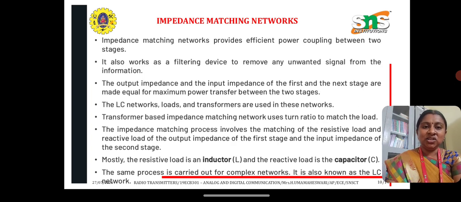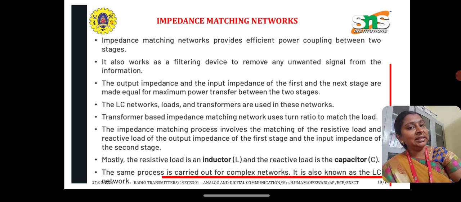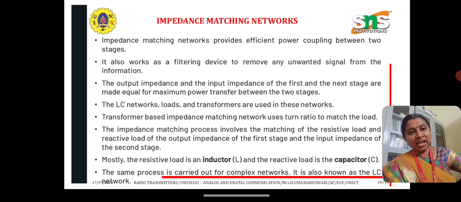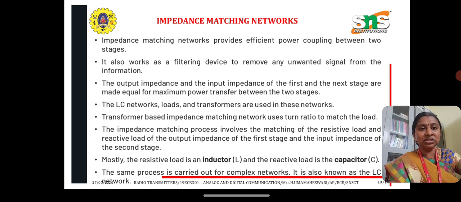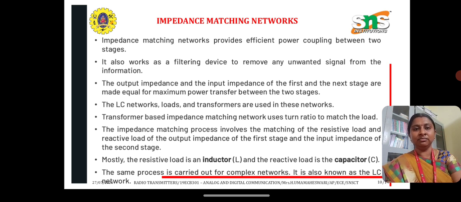Whereas in impedance matching networks, the output impedance and the input impedance of the first and the next stage are made equal for maximum power transfer between the two stages, where mainly the impedance matching network provides efficient power coupling between two stages. It also works as a filtering device to remove any unwanted signal from the information. Here the transformer based impedance matching network uses the turn ratio to match the load.